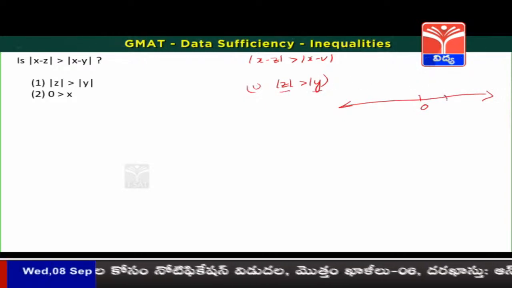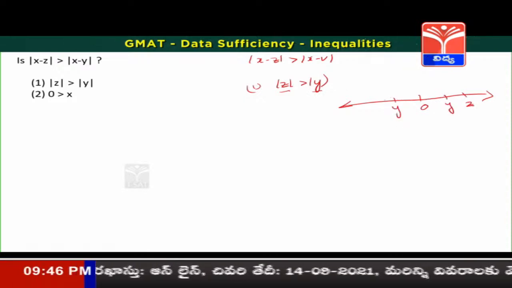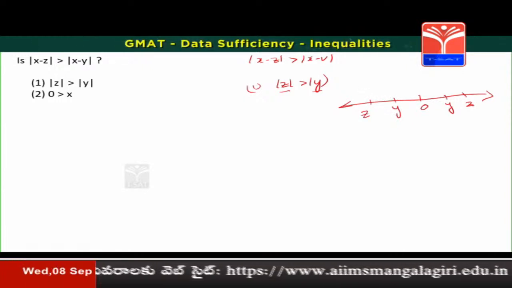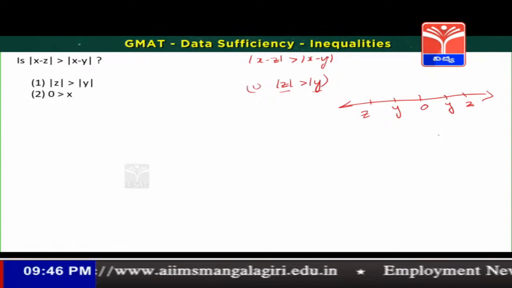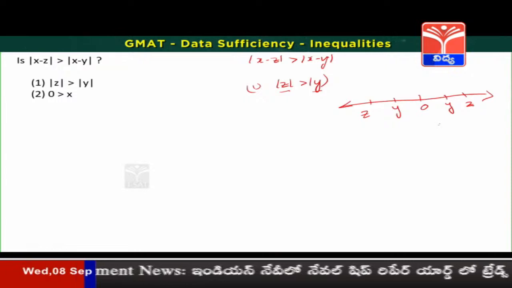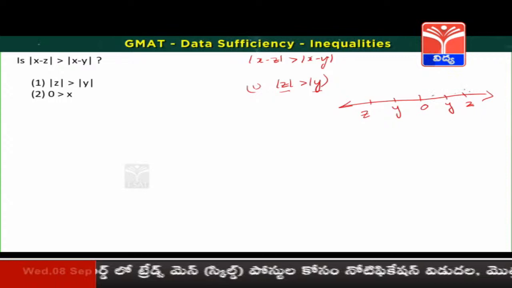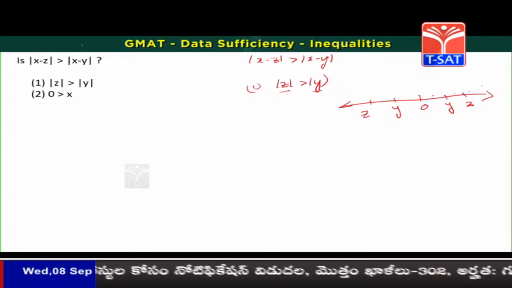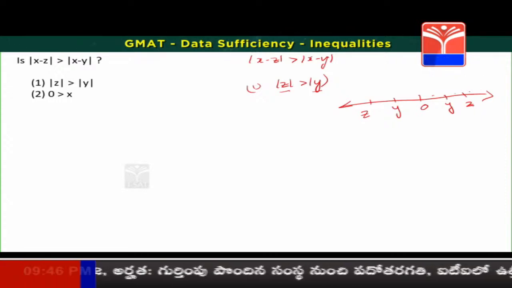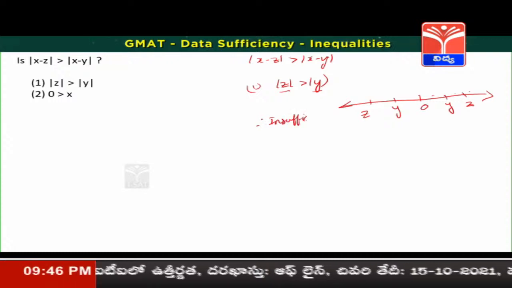So, let us say y is here, then z will be here, and if y is here on the negative side, z will be here. The distance of z from the origin is greater than the distance of y. They are asking us, is mod of x minus z greater than mod of x minus y. You are given no information about x; it can lie in any of these areas. So the distance of x from z can be either greater than from y, or the other way around. No information about x is given. Therefore, this is insufficient to answer the question.